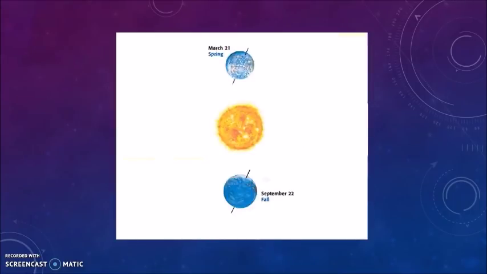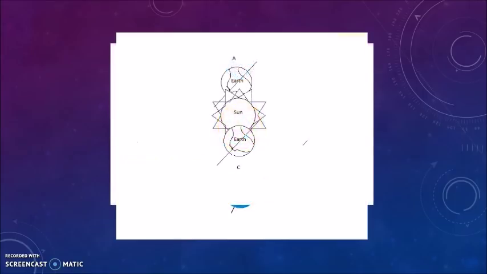You notice in both pictures that our axis is not pointing toward or away from the Sun, but they are both tilting at an angle toward the Sun. This puts our equator directly at the Sun.